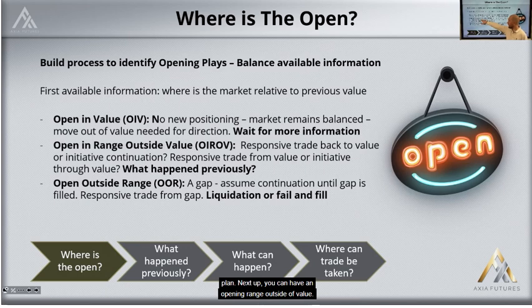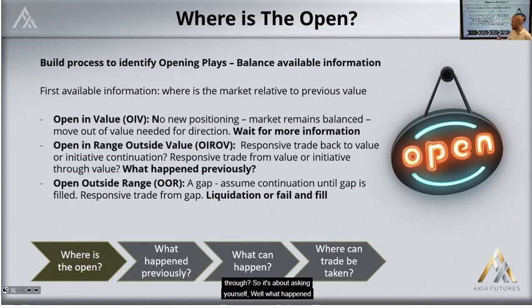Next up, you can have an open in range outside of value. What you're now looking for is information relative to value. You could get responsive trade back to value, or an initiative and continuation. So you could have an open test drive, you can have an open drive from here. And then if we do trade back to value, so you get responsive trade that takes you to value, what happens there? Do you then get counter responsive trade from value, or do you get the initiative and the sweep through?